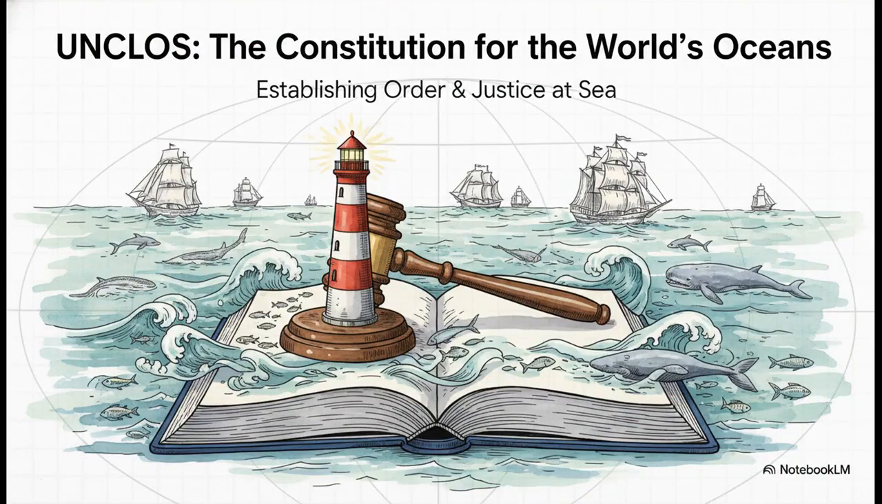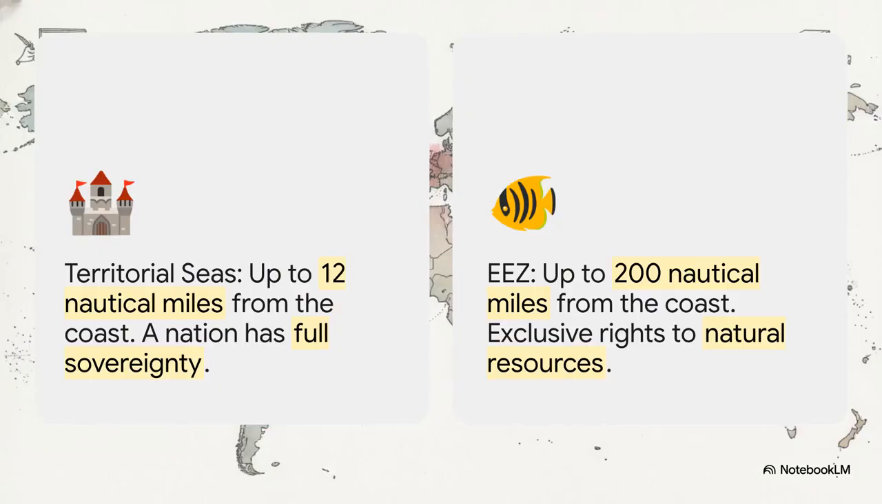Well, the answer is a huge international agreement called the United Nations Convention on the Law of the Sea, or UNCLOS for short. You can pretty much think of it as the constitution for the world's oceans. It was set up to stop a complete global free-for-all over marine resources by setting clear rules for how far a nation's power extends from its own coast. So, UNCLOS defines two key zones you see here.